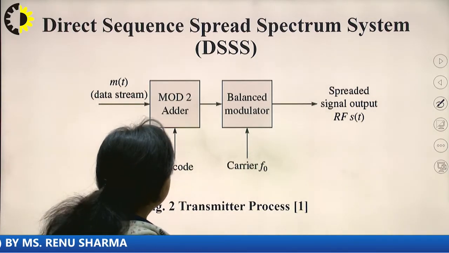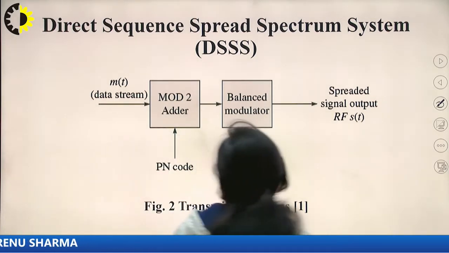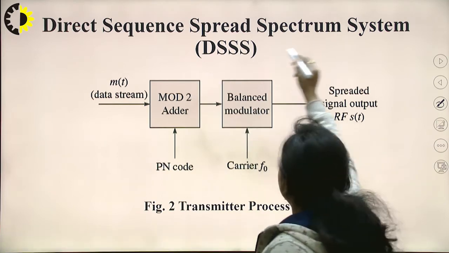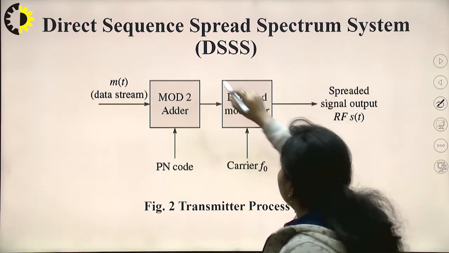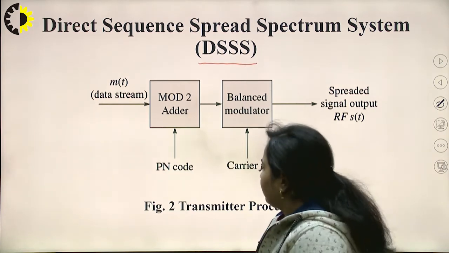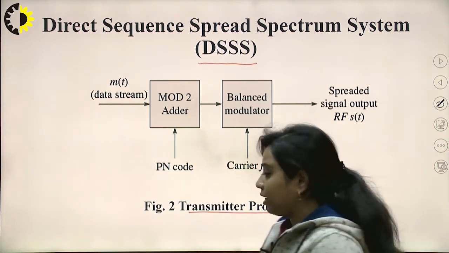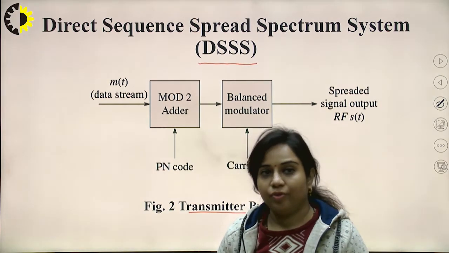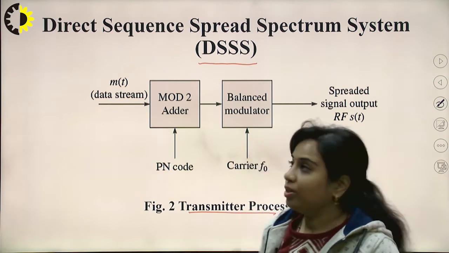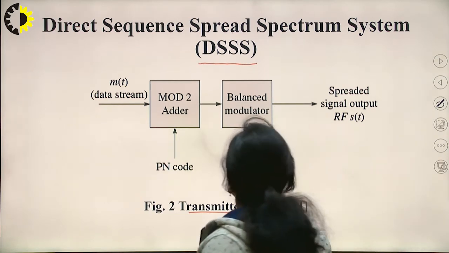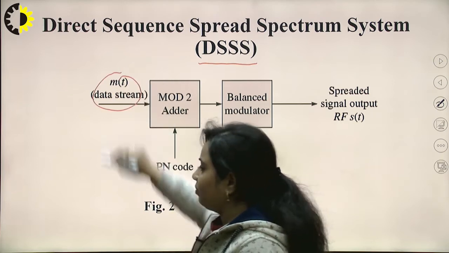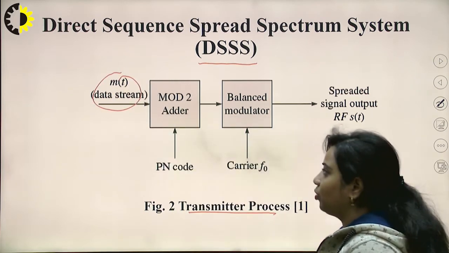Now, next one is showing the first type of the SS modulation. This is the direct sequence spread spectrum system, that is DSSS. This is the transmitter part, and similarly we have the receiver part also. For the FHSS also we have the transmitter and the receiver part. So, in this case, the direct sequence spread spectrum, we can see that this is the data stream, denoted by MT.